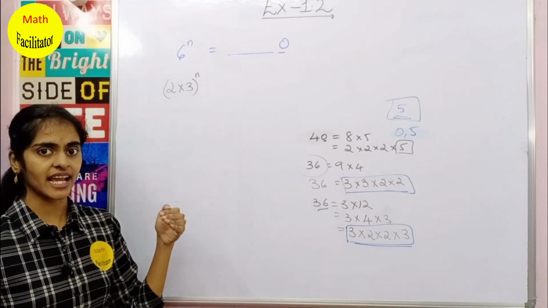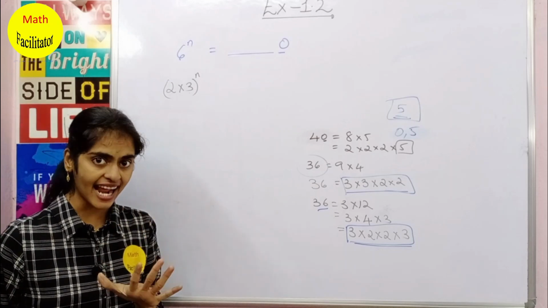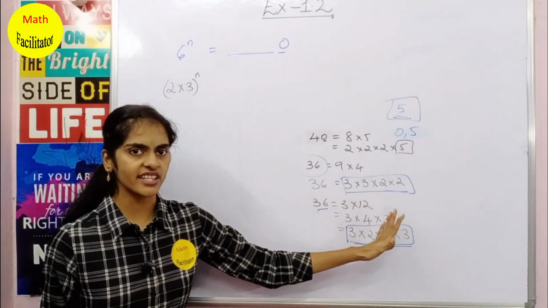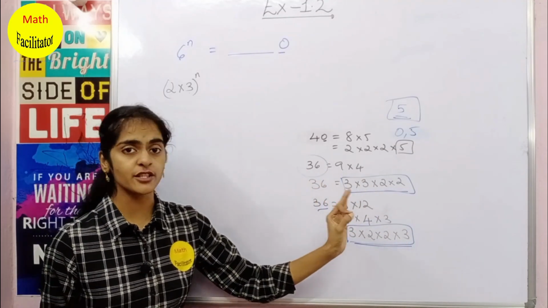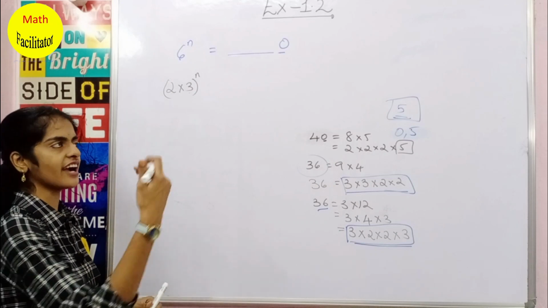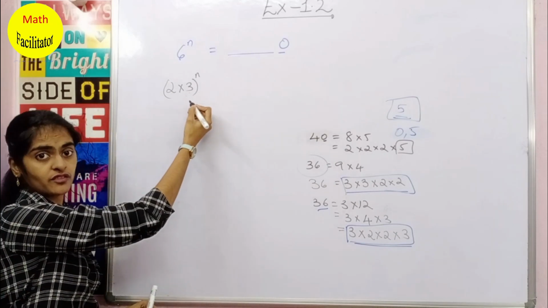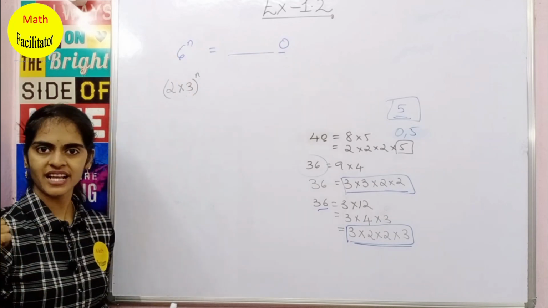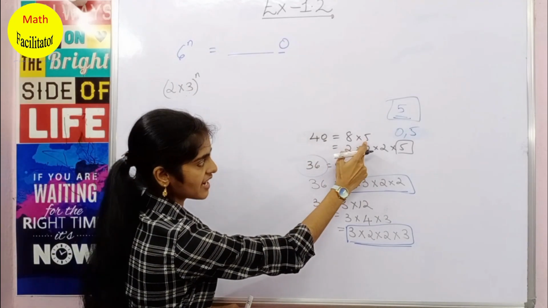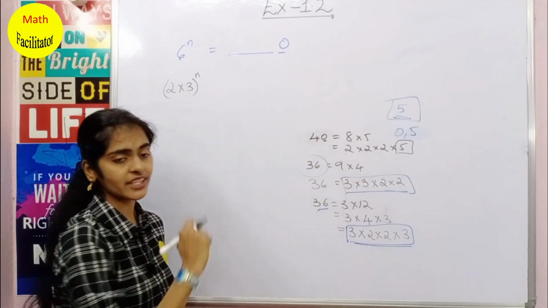A composite number can be divided into prime factors, and the prime factorization is unique. Just the order changes, but the prime factors are unique. So you cannot have 5 here. When you cannot have 5 as one of the factors, you cannot have 0. Understood why? With this example I showed you. If you cannot have 5 as one of the factors, you cannot have 0 in the units digit.